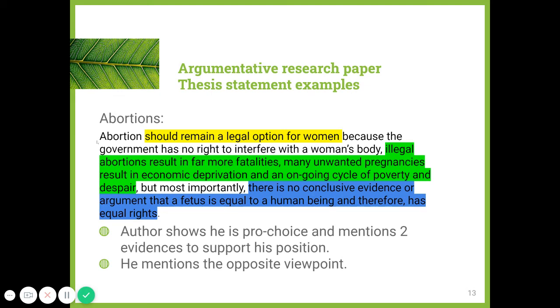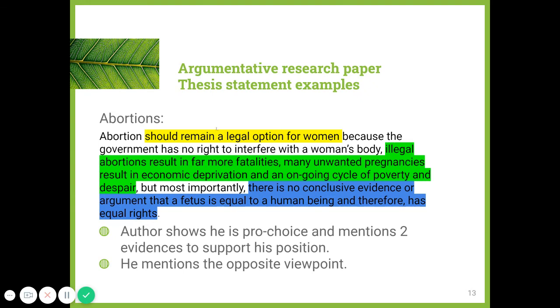Illegal abortions result in far more fatalities. Many unwanted pregnancies result in economic deprivation and an ongoing cycle of poverty and despair. But most importantly, there is no conclusive evidence or argument that a fetus is equal to a human being and therefore has equal rights.